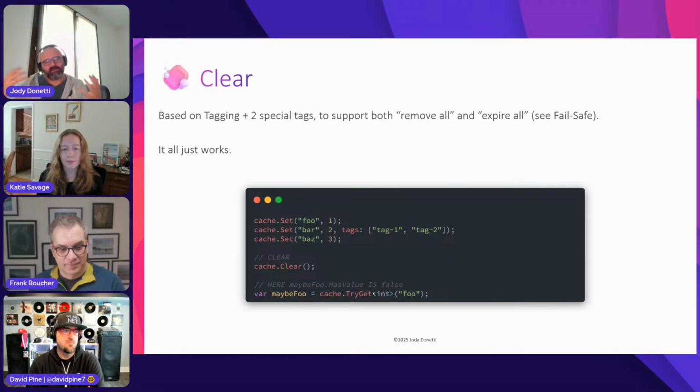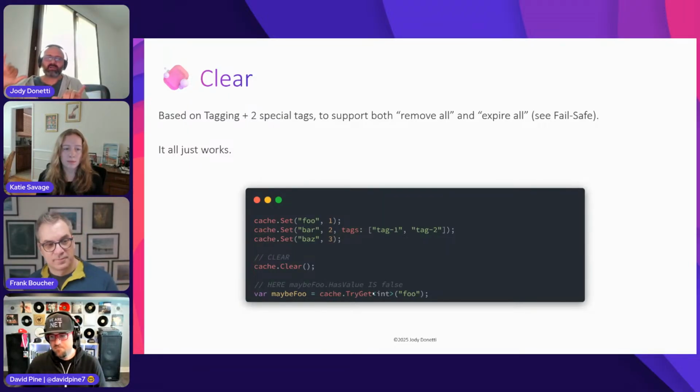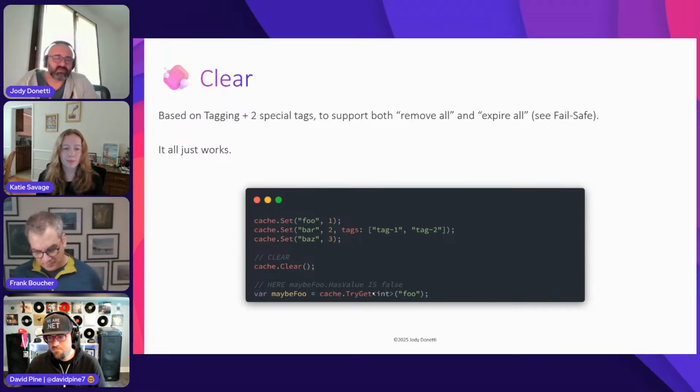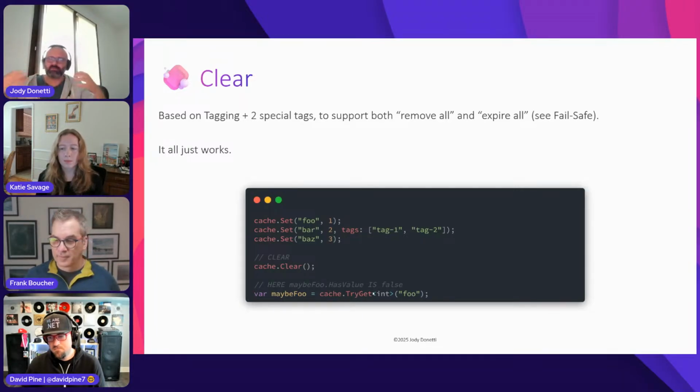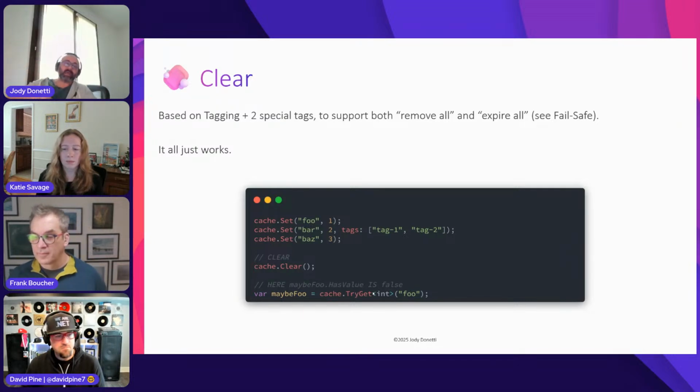Well, if you have two different FusionCache instances, and they are all using the same underlying L1 memory cache, you cannot clear, because if you do Clear on one, you are clearing the other. Not only that, but L2 distributed caches do not support the concept of a clear natively, so you cannot clear. And also a lot of other complications. But now that I've done tagging, I've used tagging plus two special internal tags, and it just works.